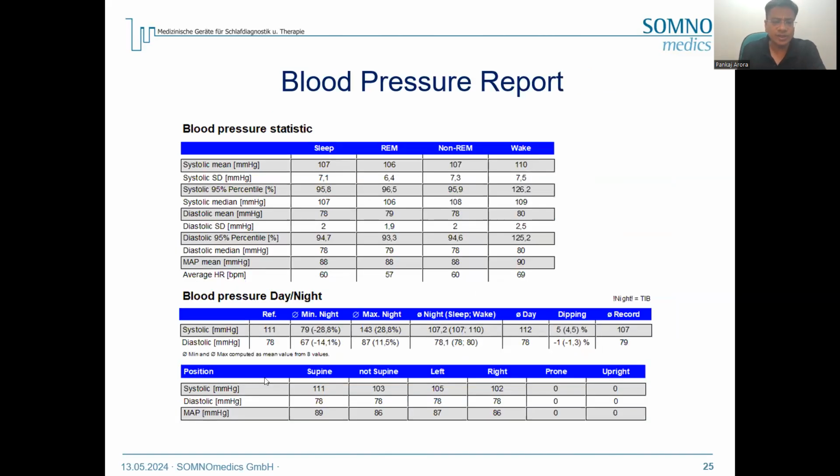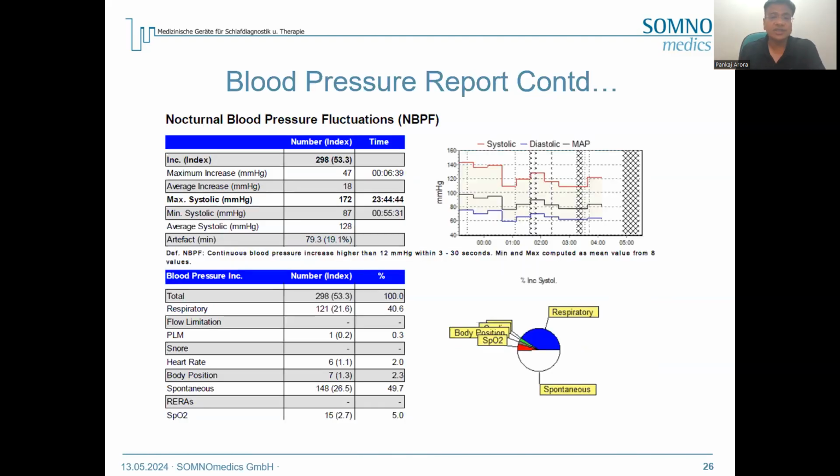Then it also gives you a position-wise systolic, diastolic, and mean arterial pressure. The average supine was 111 and diastolic was 78. Similarly, non-supine was 103 and diastolic was 78. Non-supine is basically the lateral positions, whether left or right. So this also gives you a comprehensive report.